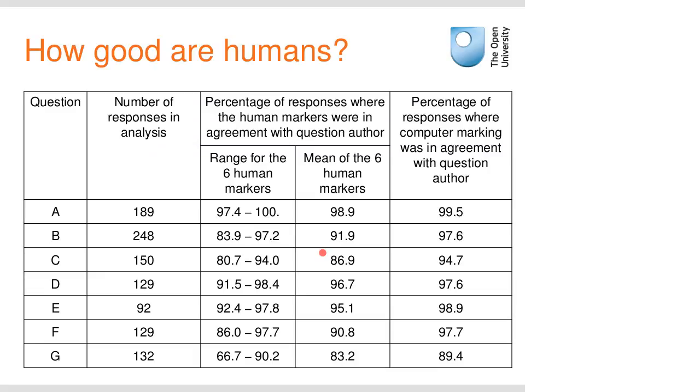So it does seem that the baseline for what is good enough grading for this sort of question is that humans get about 90 to 95 percent consistency. So if you can do better than that, that's probably as good as you can hope for.